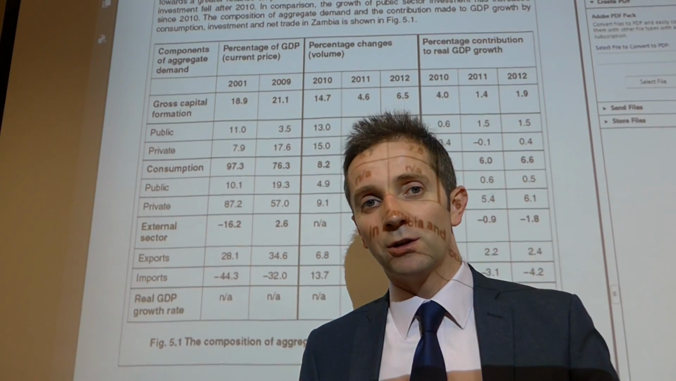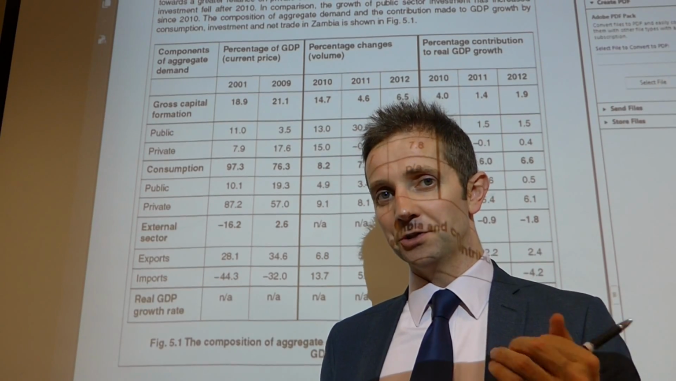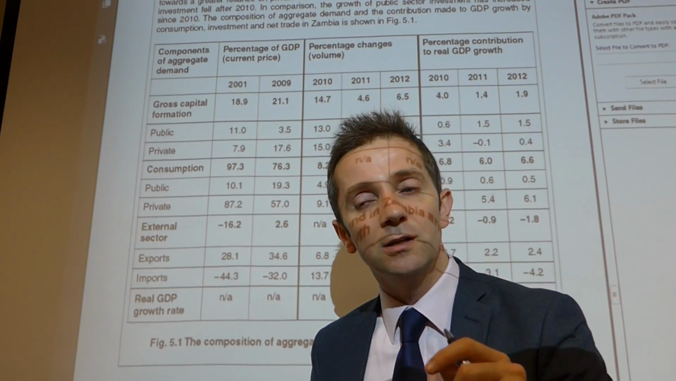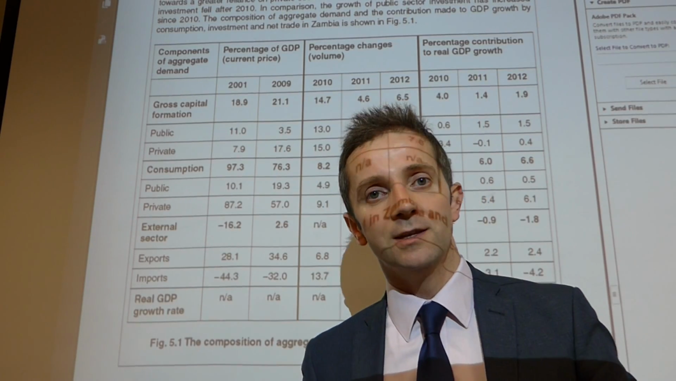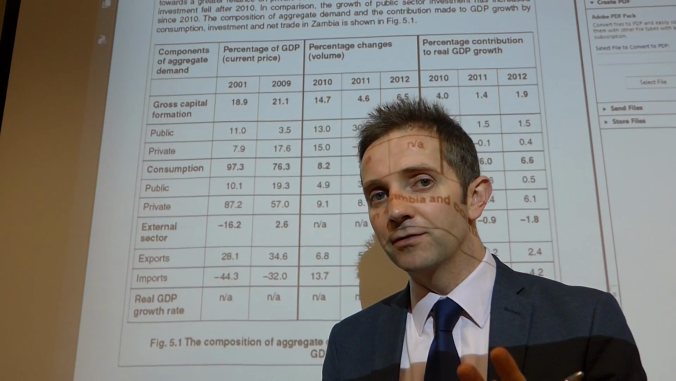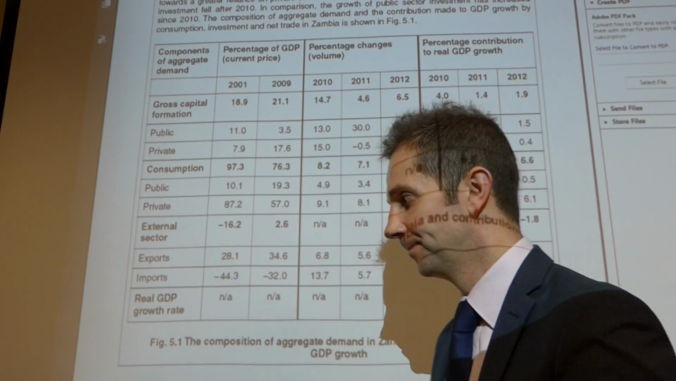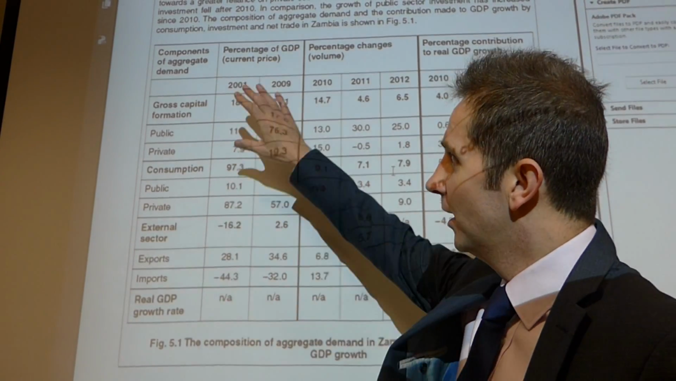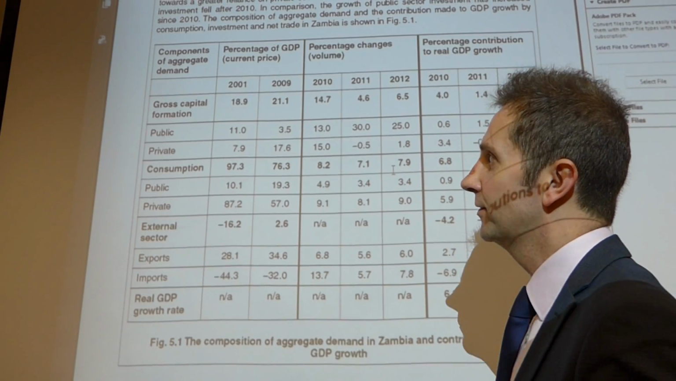Figure 5.1 is all about aggregate demand, as you know, and you'll know that the AD equation is C plus I plus G plus X minus M, net exports. You know that added together, all of that should give you a value of 100%. In the table, figure 5.1, here we have all of those components outlined for us.